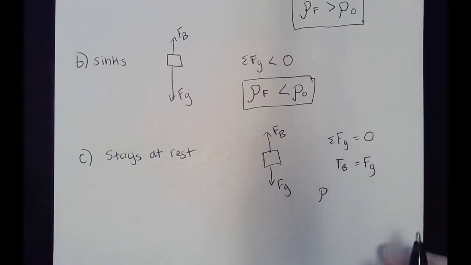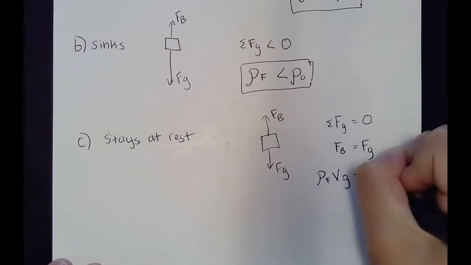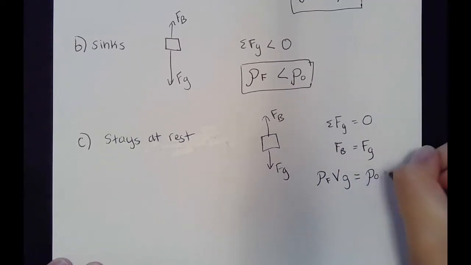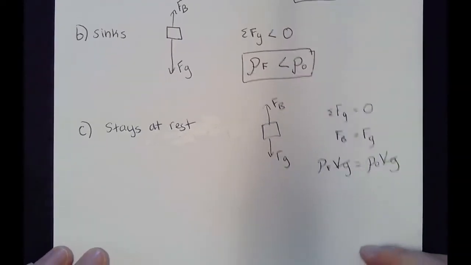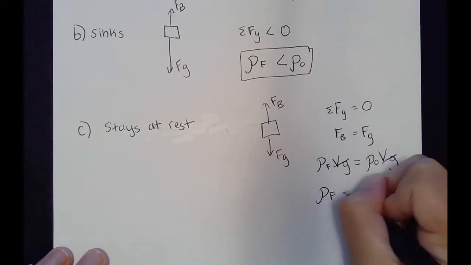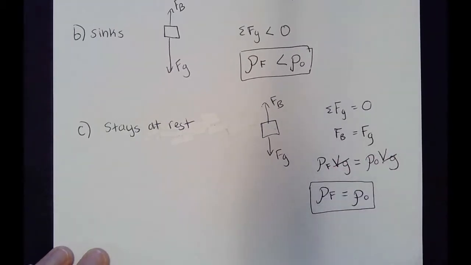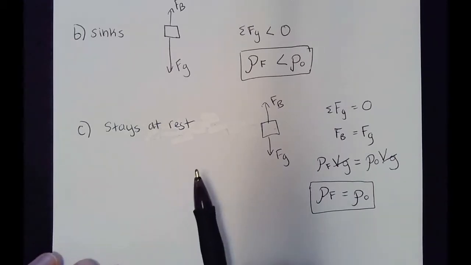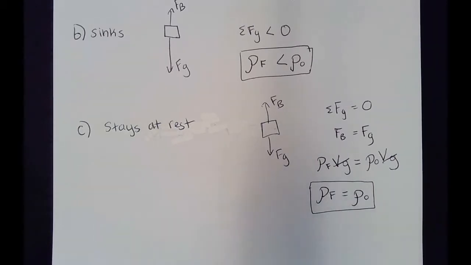And following similar logic to above, we have the density of the fluid times the volume times g. It's the density of the object times the volume times g. And then these cancel, and we end up with the densities being equal. So the density of the fluid equals the density of the object if that object is completely submerged, released, and then just stays where it is.